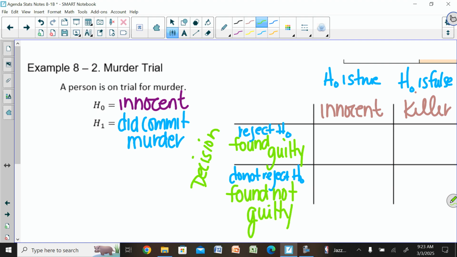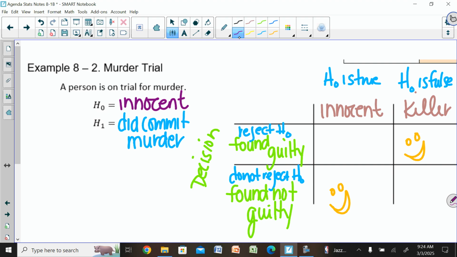So using context to talk about this. So let's think about this. What are the 2 good decisions that they made? They were found guilty and they're a killer, right? That's a good decision. They did the right thing. The other good decision is the person is innocent. They didn't kill anyone, and they were found not guilty.